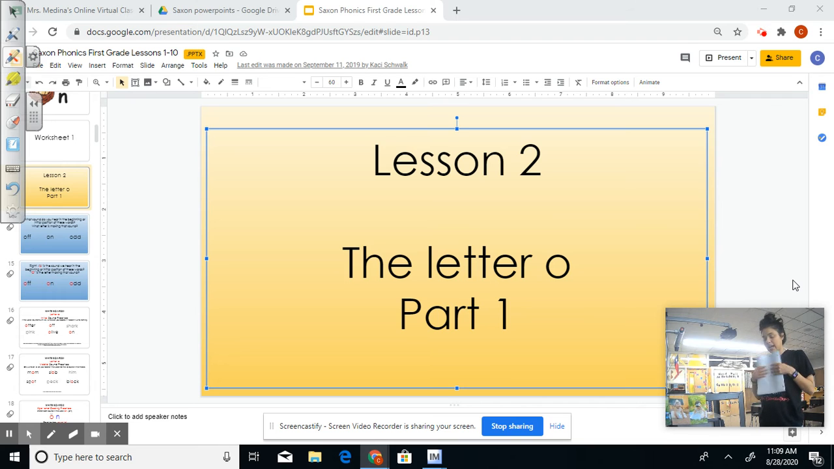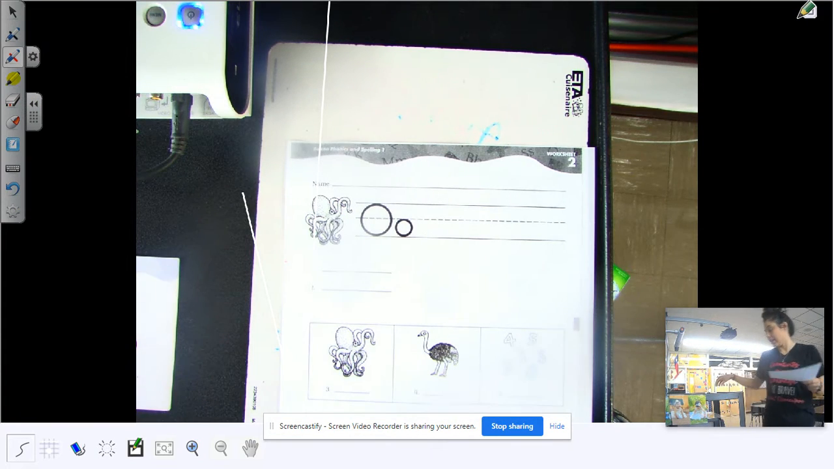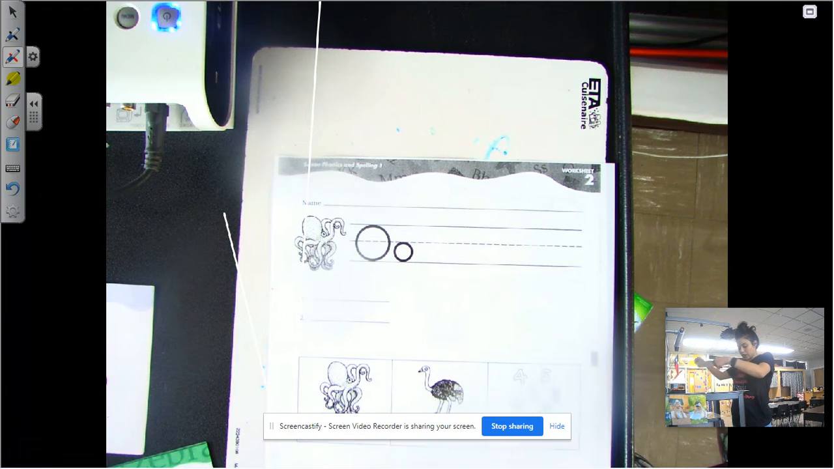Hello, you guys. Today is the letter O, part one. We're going to do 2 lessons on letter O. So today's part 1, and then tomorrow will be part 2. So let's look at our alphabet handwriting strip. Okay, and you don't have one again, but you will next week.